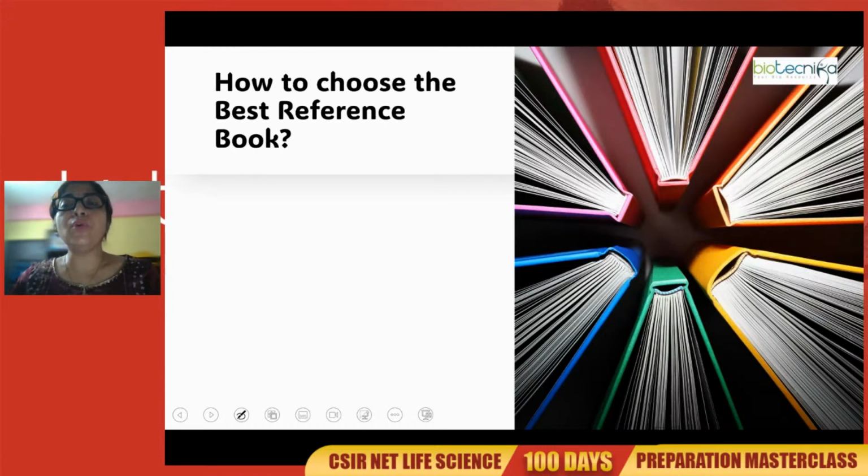Now, what can be the best help in your preparation? The reference books, right? Now, how to choose a reference book? Because you see, the CSIR syllabus is divided into 13 units, and for each and every unit, multiple standard reference books are available. So how to choose the reference book? I'm going to give you some tips and tricks for that.